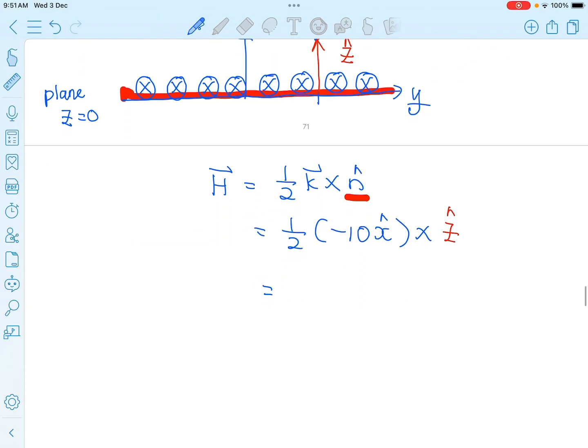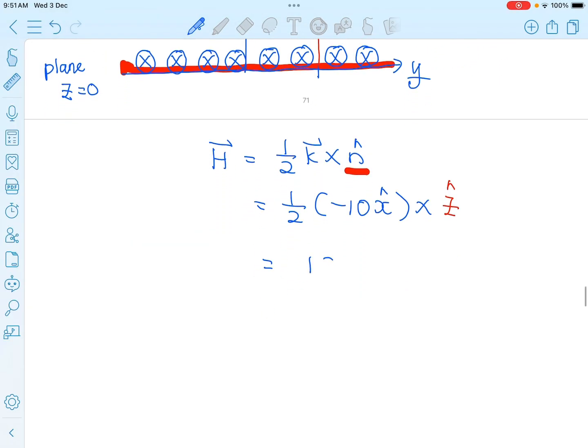For this one, it will be equal to 5. And for the directions, x cross z gives negative y, and negative and negative gives positive y. So this is the magnetic field that you can observe at position P (1, 1, 1). This is the first position.